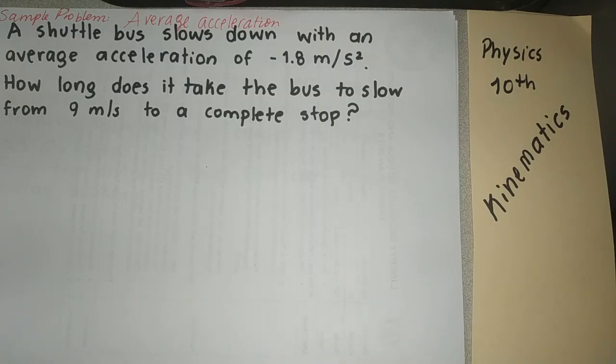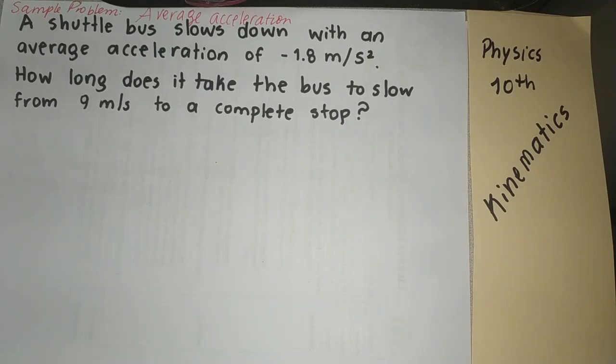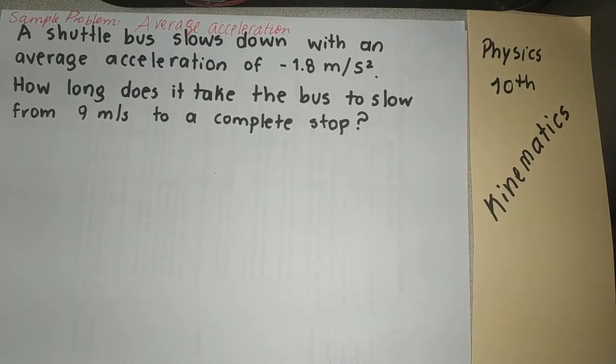Now, for the second problem, we have average acceleration. A shuttle bus slows down with an average acceleration of negative 1.8 meters per second squared. How long does it take the bus to slow from 9 meters per second to a complete stop? From this word problem, we need to first take the givens.